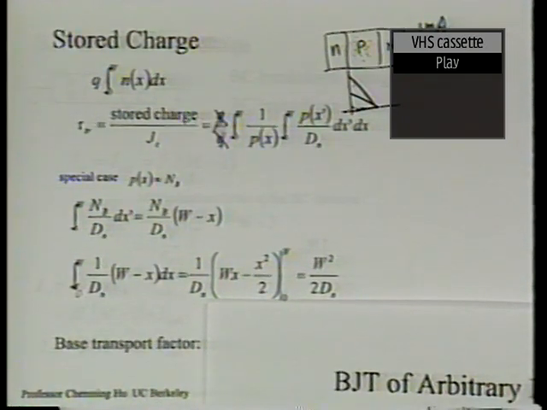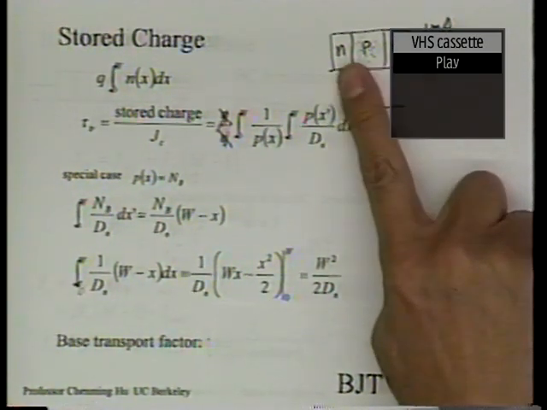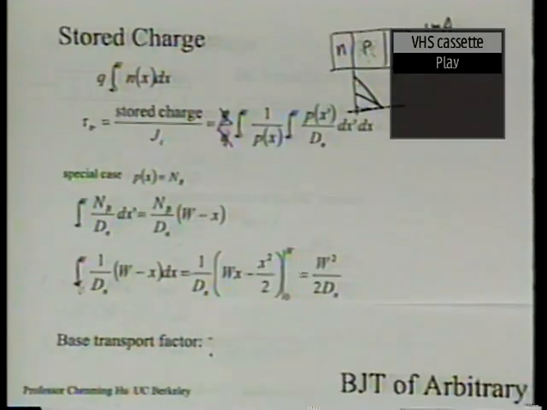What is base transport factor? Base transport factor is the ratio of the electrons that arrive at the collector to the electrons that are injected into the base. For example, if 100 electrons are injected into the base, 99 of them survive the recombination and reach the collector, then base transport factor will be equal to 0.99. Do you follow that? If 100 electrons are injected from the emitter into the base and only 90 of them reach the collector, the base transport factor is equal to 0.9. So base transport factor just means the fraction that hasn't died from recombination.